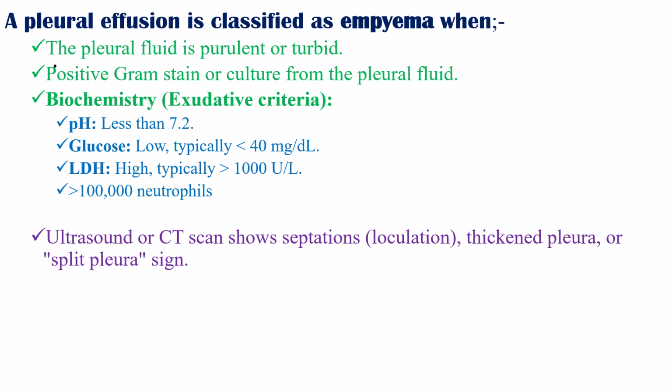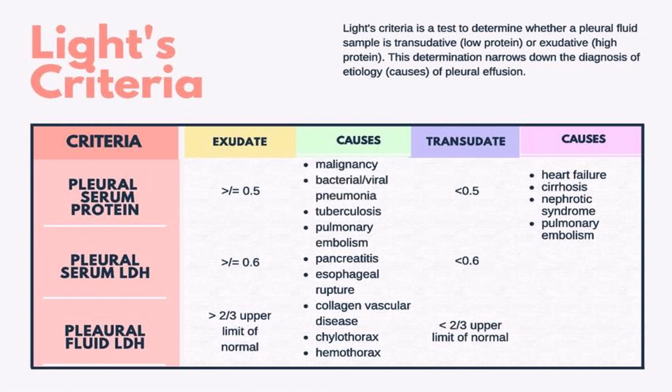And also on imaging, ultrasound or CT scan, if it shows septation or loculation or thickened pleura or split pleura, it is an empyema. As a summary, Light's criteria is a test to determine whether a pleural fluid sample is transudative, low protein, or exudative, which is high protein. This determination narrows the diagnosis of etiology or differential diagnosis of the cause of pleural effusion. Thank you for watching.